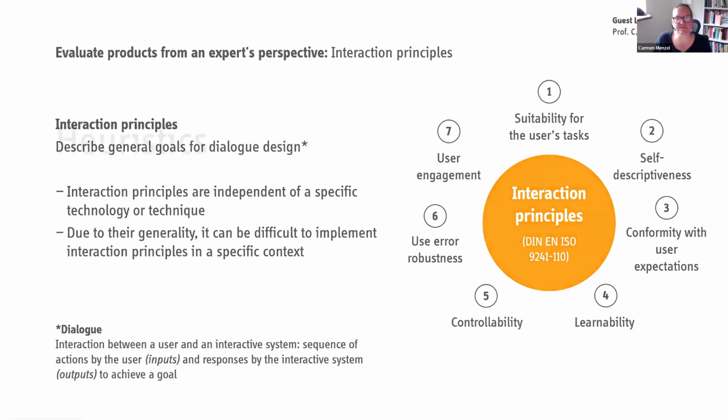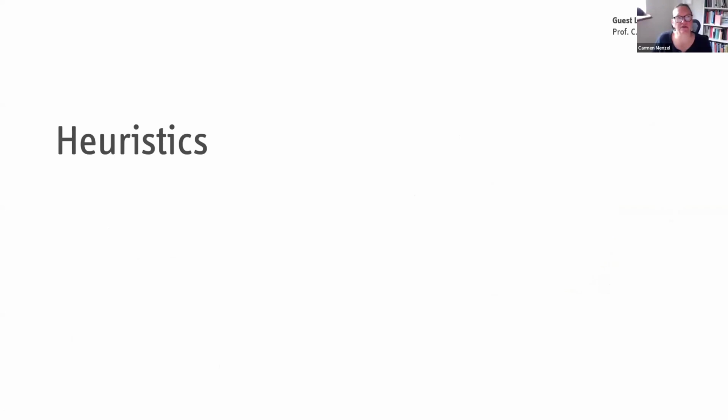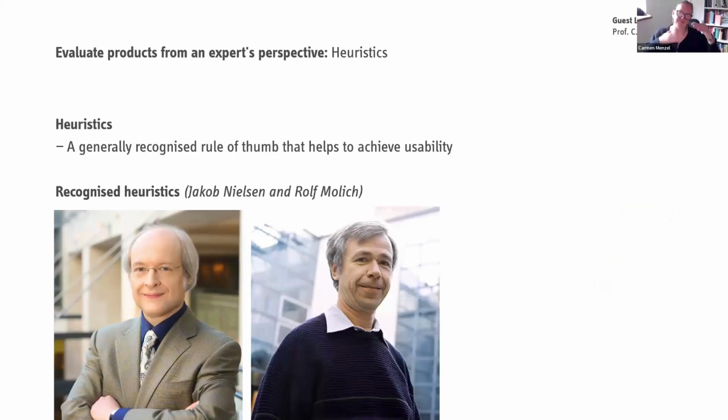And there's also another concept called heuristics. We will go a little bit deeper into it, and you will see there is some similarity to interaction principles as well. These heuristics are a little bit older than interaction principles, and they are recognized in the UX community, but they are not part of a DIN ISO standard or something. But they are well known and they are very good.